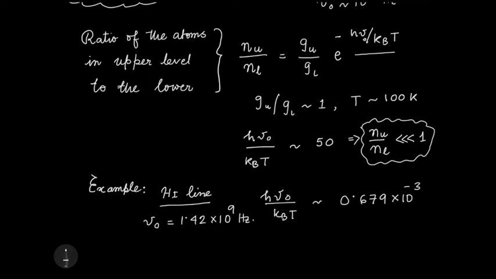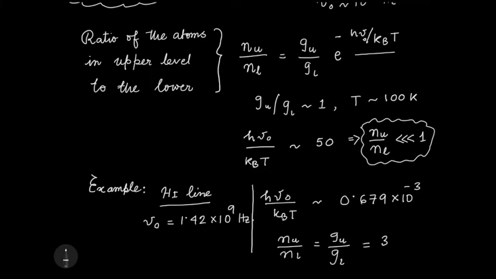H nu naught by kB T, if you calculate, this will come out to be 0.679 into 10 to the minus 3. It's a very small number, which will give you Nu by Nl equals Gu by Gl times e to the very small number.